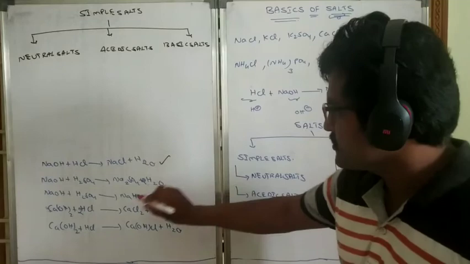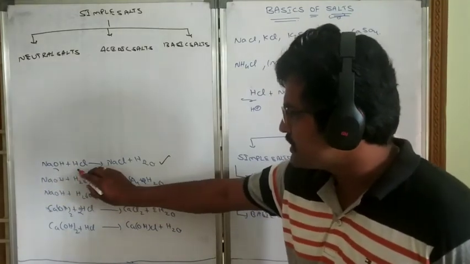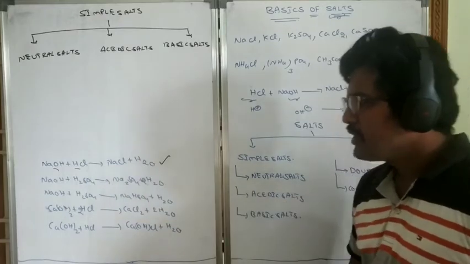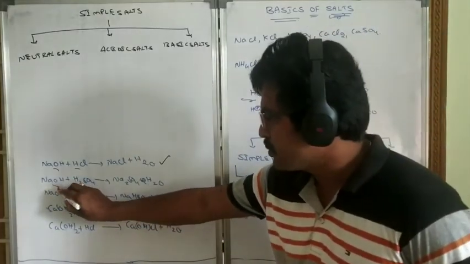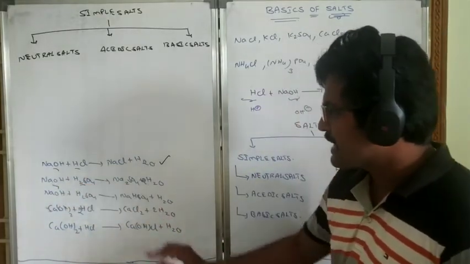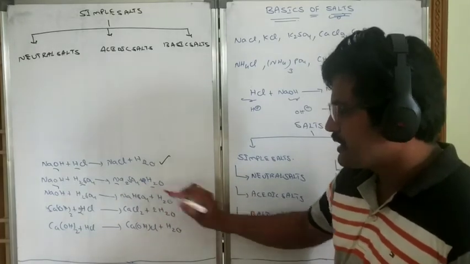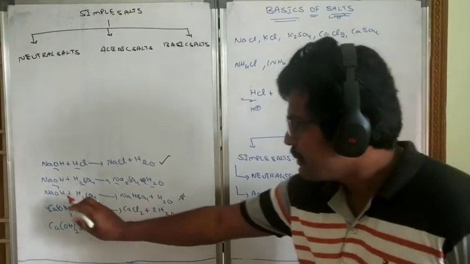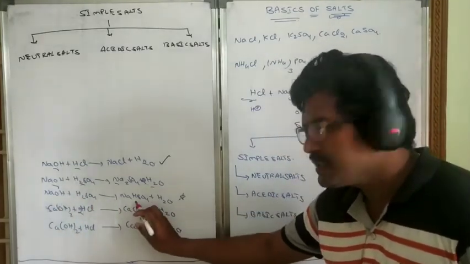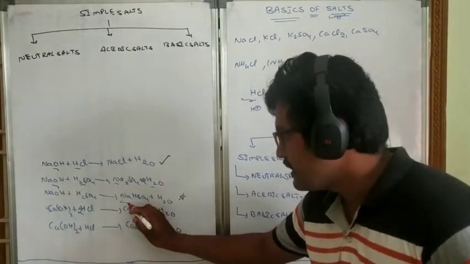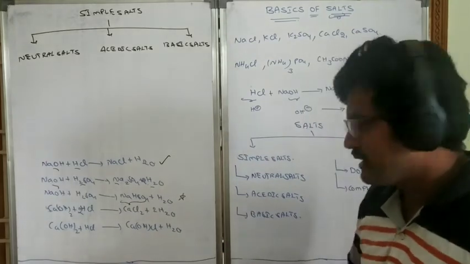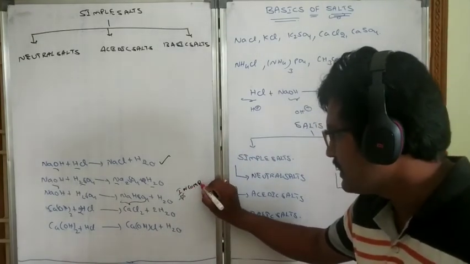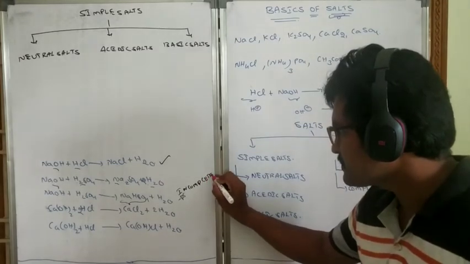In this reaction, you see, the acid and base completely react with HCl and form salt and water. Here also the base completely reacts with acid and forms salt and water. But here you see, is the base completely reacting or incompletely reacting? Incompletely reacting. So here the base undergoes incomplete reaction.